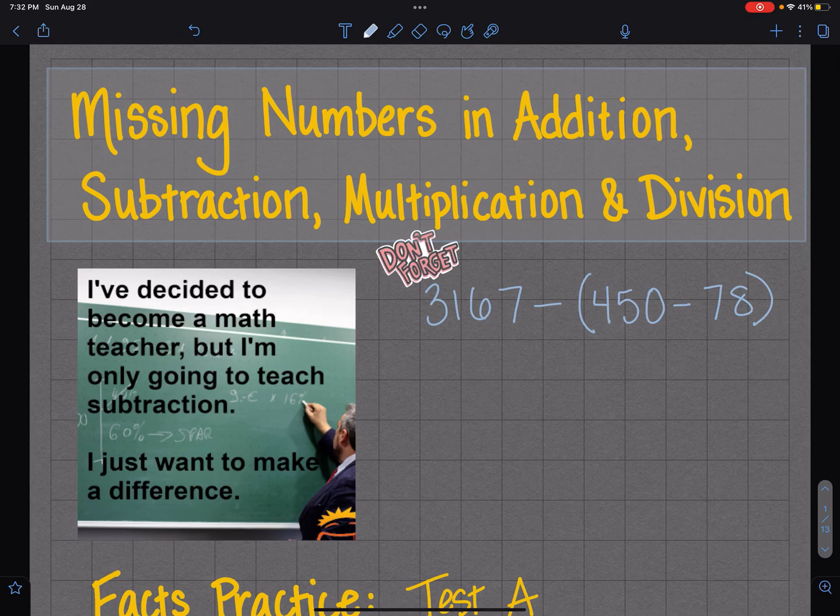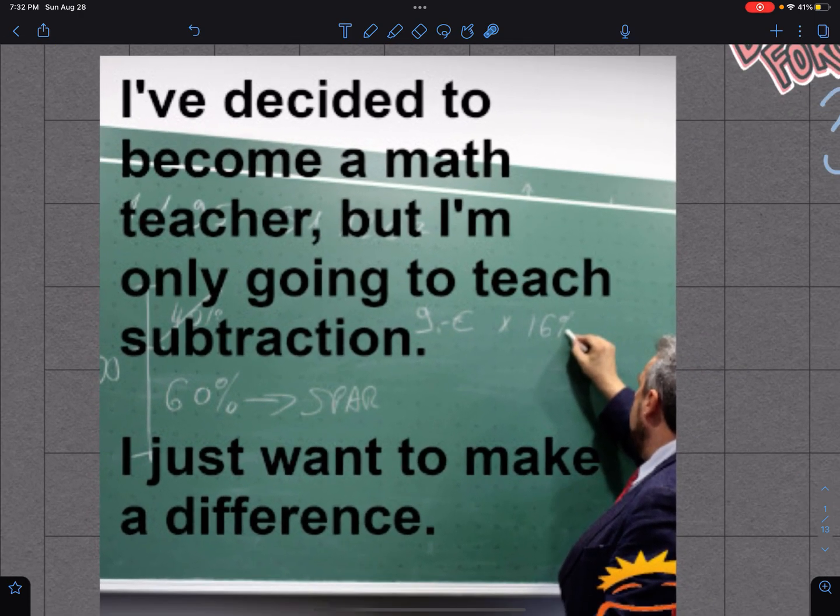Alrighty, hello, welcome to math lesson number 3. Today's lesson is going to be super fun because we are going to go over missing numbers in all of these operations. We're going to do addition, subtraction, multiplication, and division. So a lot to go over, so I'm going to jump right in after this.